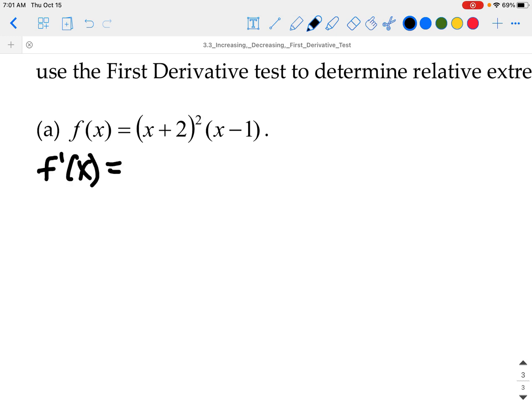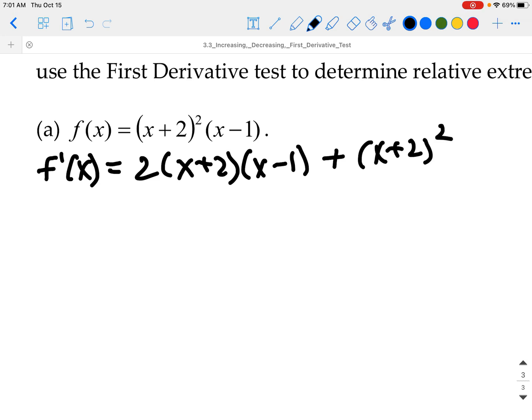So if we take f prime of x, we're going to have 2 times x plus 2 times x minus 1. The chain rule is just going to give us the derivative of x plus 2, which is 1. So we don't have to worry about that. And then plus the derivative of x minus 1 is just 1, so we get x plus 2 squared.